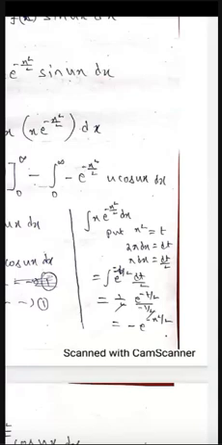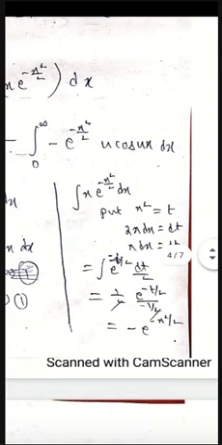I used a substitution method. In the place of x square, I have taken t, so that 2x dx, if you differentiate, 2x dx is dt. x dx becomes dt by 2. So that e power minus t by 2 dt by 2 we get.